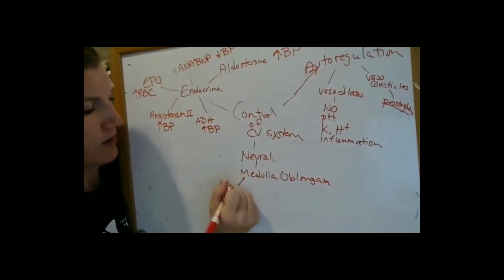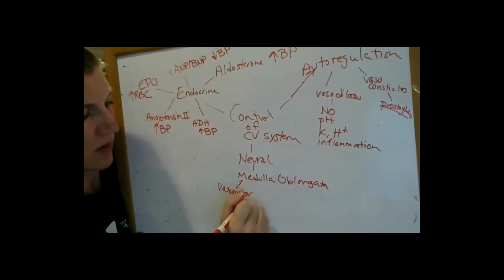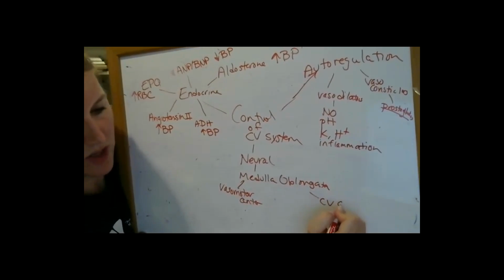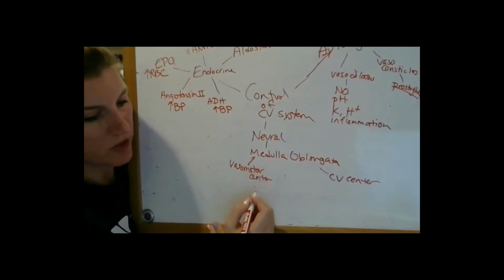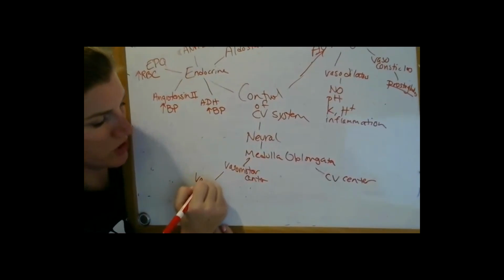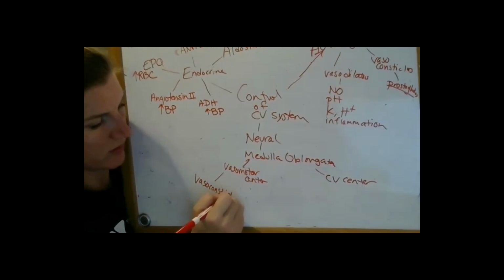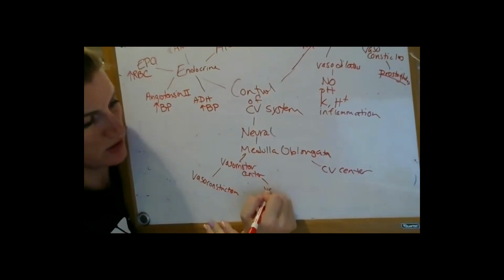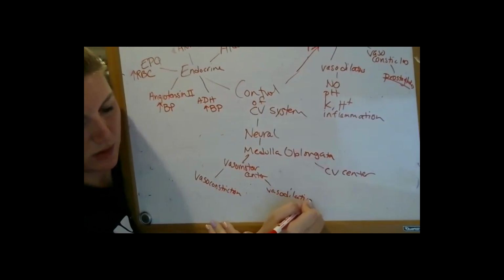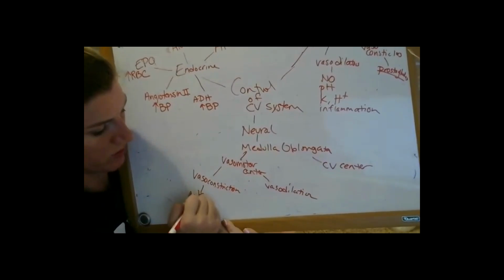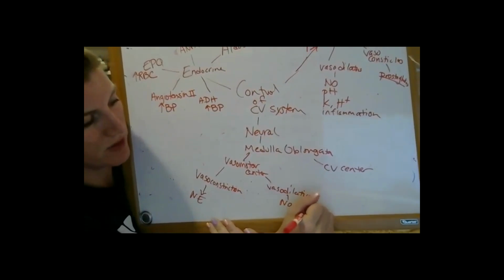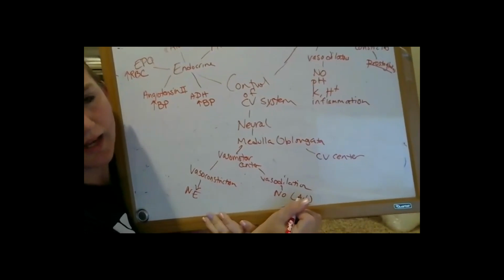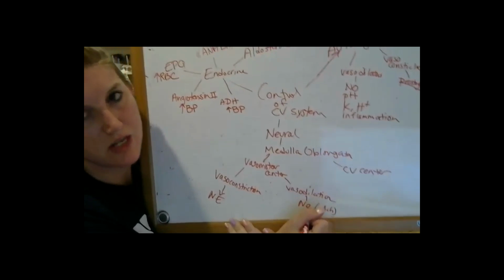In the medulla oblongata, you have a vasomotor center and a cardiovascular center, CV, I just abbreviate. Your vasomotor center can control vasoconstriction and vasodilation. With vasoconstriction, it's going to release norepinephrine. For vasodilation, it's going to release nitric oxide by means of acetylcholine. So acetylcholine will be released, and acetylcholine will tell special cells to release nitric oxide.